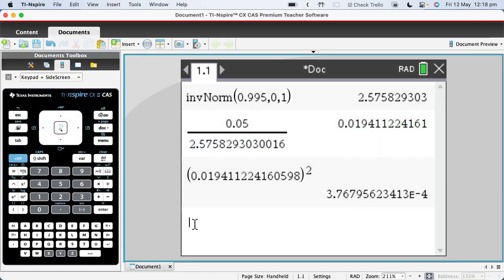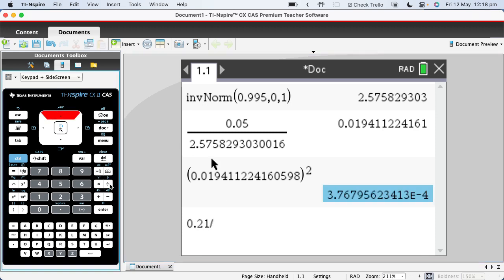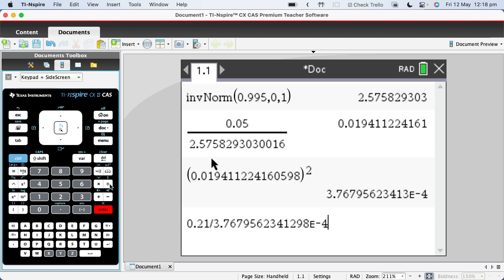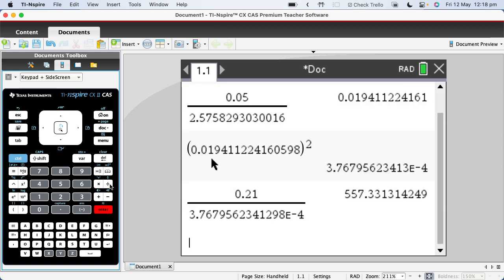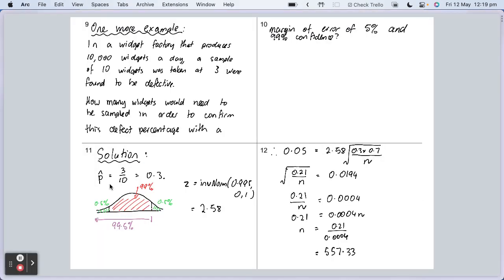So 0.21 on my calculator is the top. I'm dividing by, and again, use the full-on number here. It makes a massive difference to your answer if you don't. Press enter, and there we have 557.33, I suppose we'll do. So that is the number. And just off to the side here, just so I'm not flicking to other pages, i.e. use a sample of what?